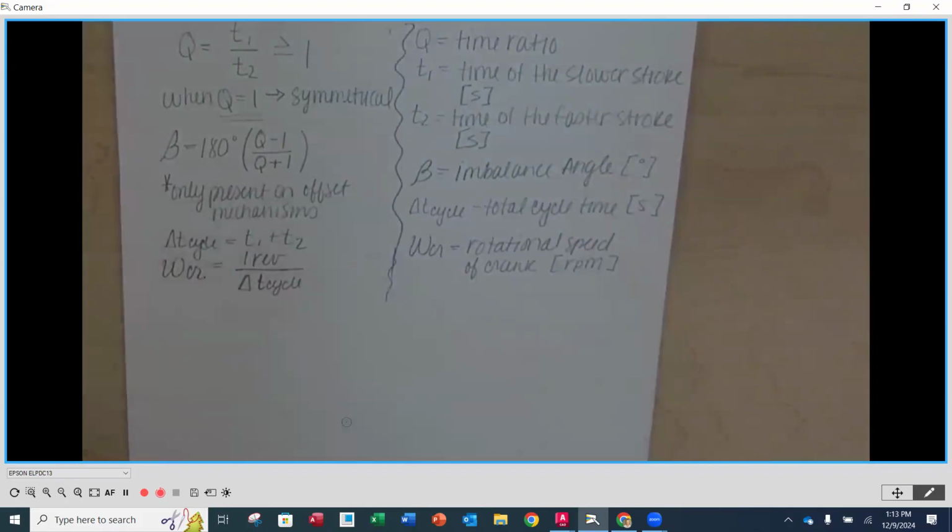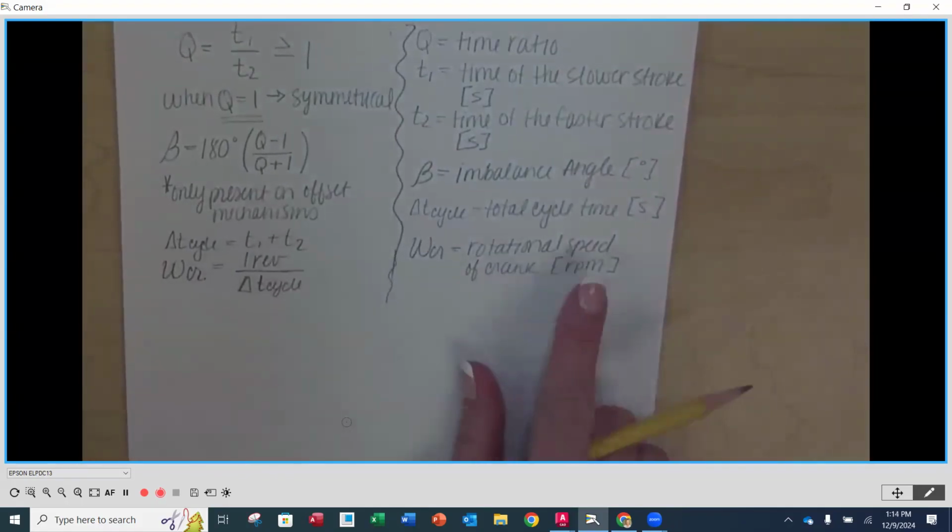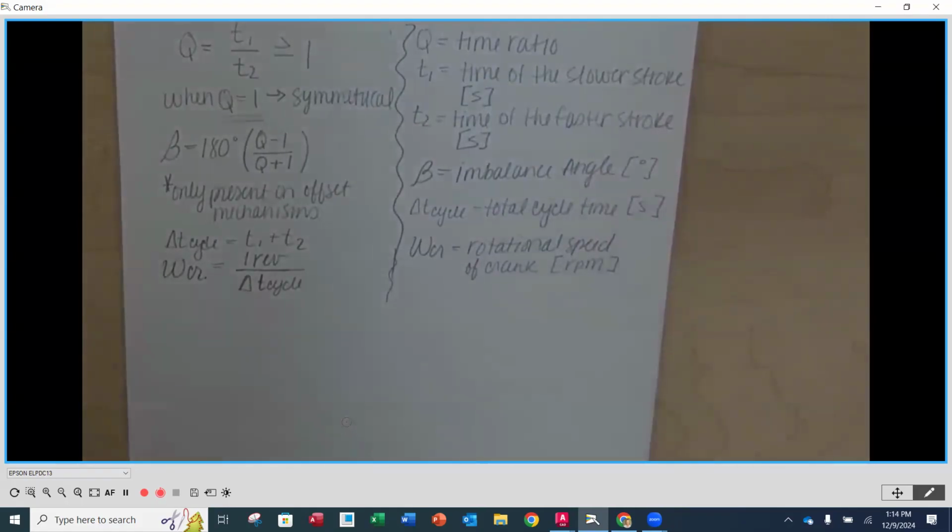Now, cycle time, we're probably going to have in seconds. So we have to convert it when we're reporting out what our rotational speed is. We have to convert it to RPMs.